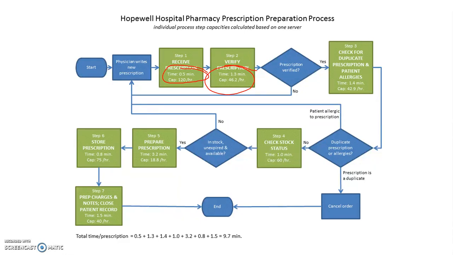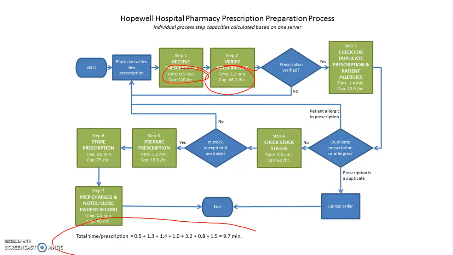In addition to calculating the capacity for each individual step, we can calculate it for our entire process. So to do that, we need to first understand what is the time required to get a single prescription through the entire process.